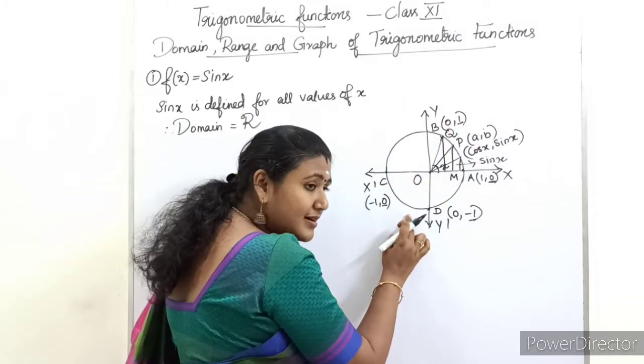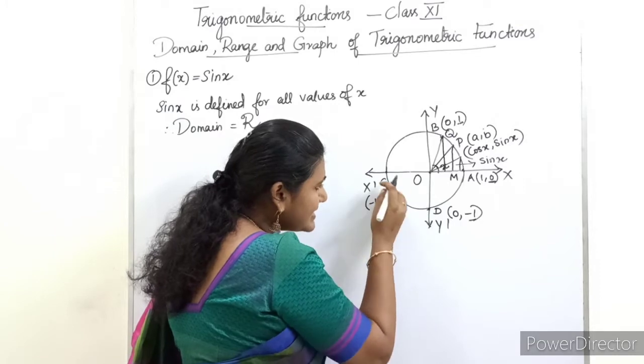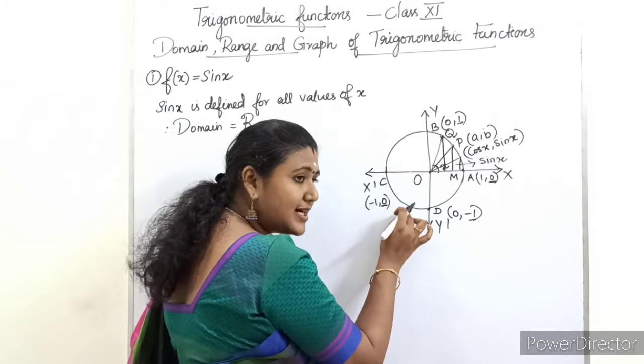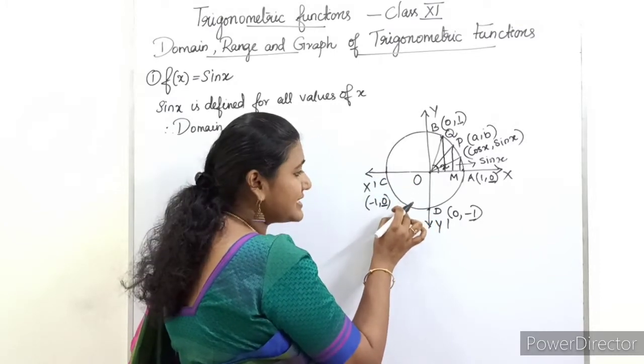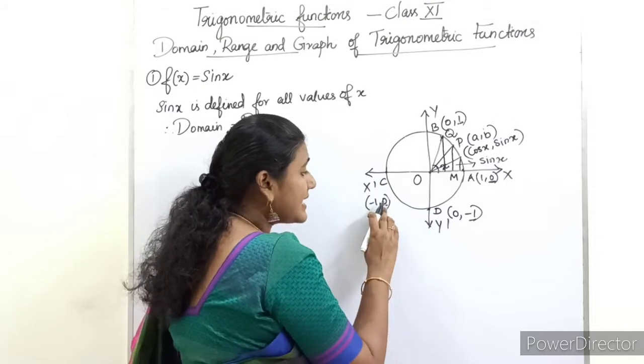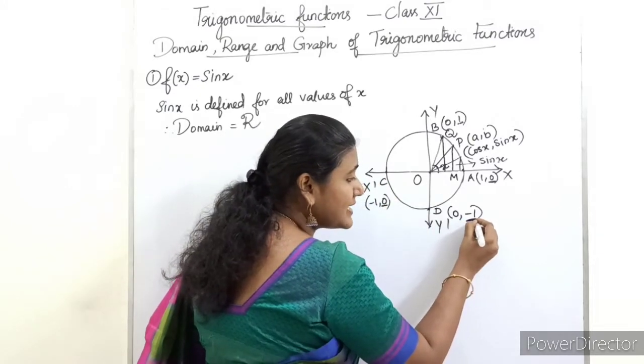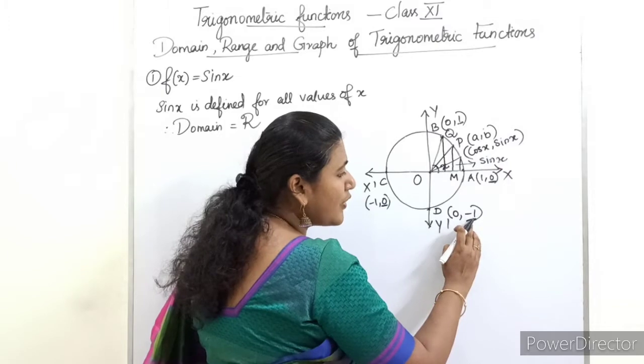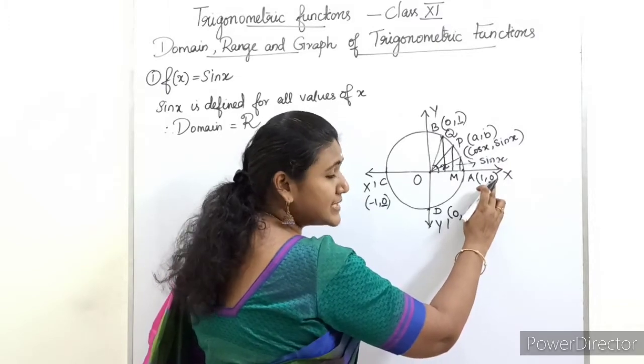And what about the third quadrant? Again, if you see, the angle started increasing in the third quadrant, and the value of sin x is decreasing from 0 to minus 1. Again in the fourth quadrant, it goes from minus 1 to 0.